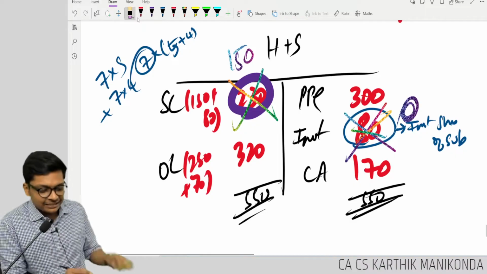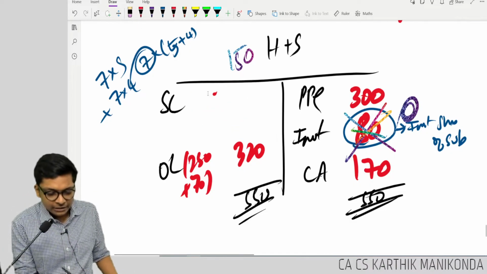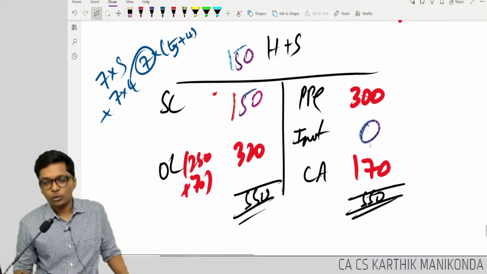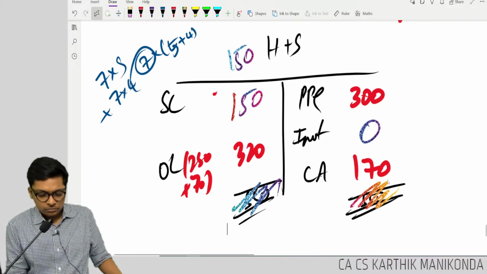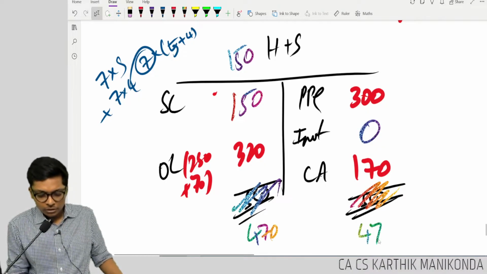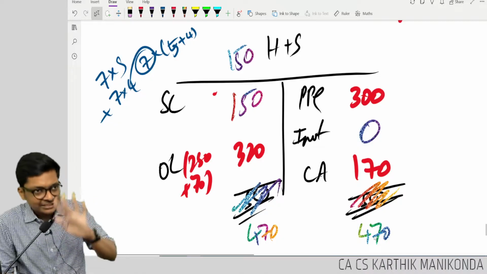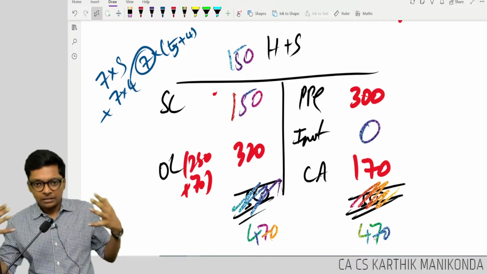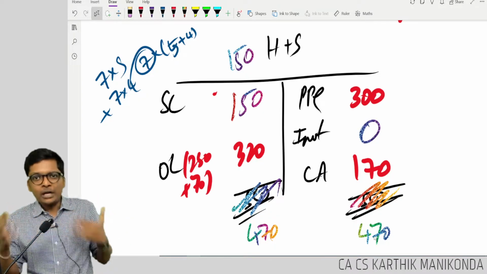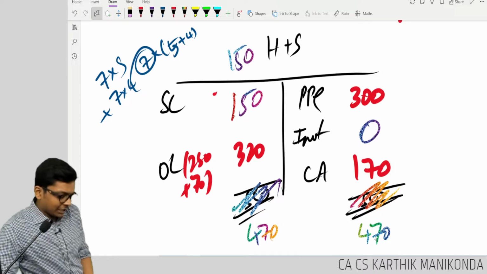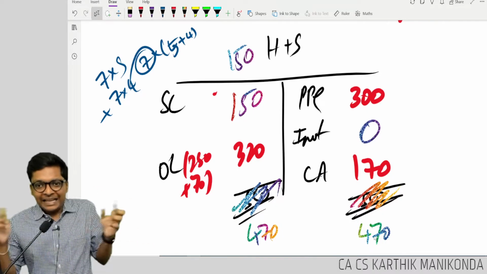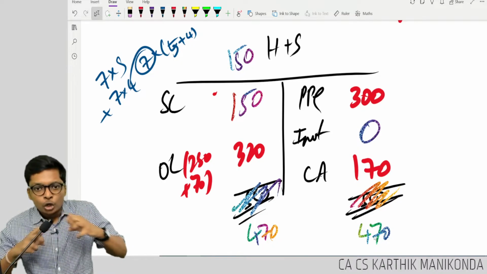I am going to erase this and write, so you can see it right here. Instead of 230, this will become 150, and instead of this, it will become 0. My total will be 470. Consolidation over. That's it. So consolidation is nothing but line by line addition, and then whatever is common, eliminate. Are you following, guys? What's consolidation? Repeat with me. Consolidation is nothing but line by line addition and removing the common.